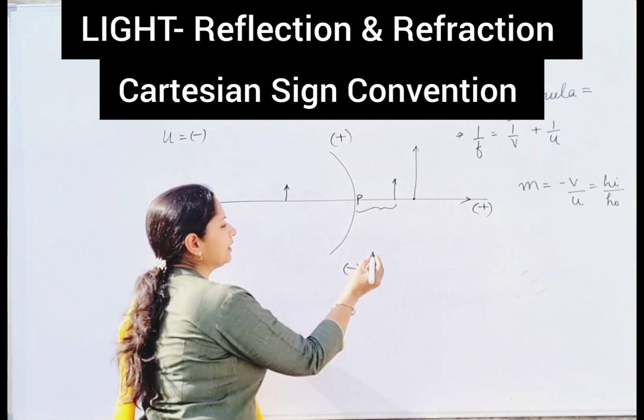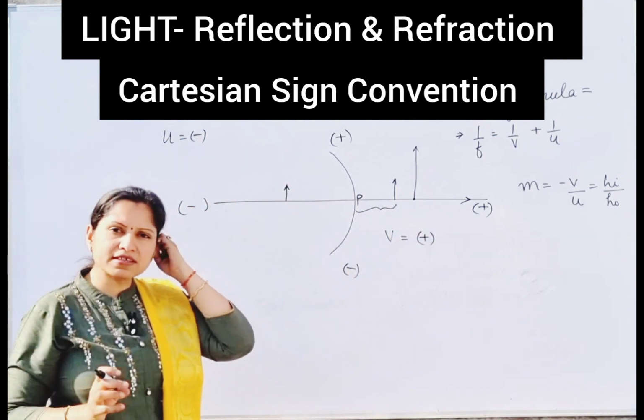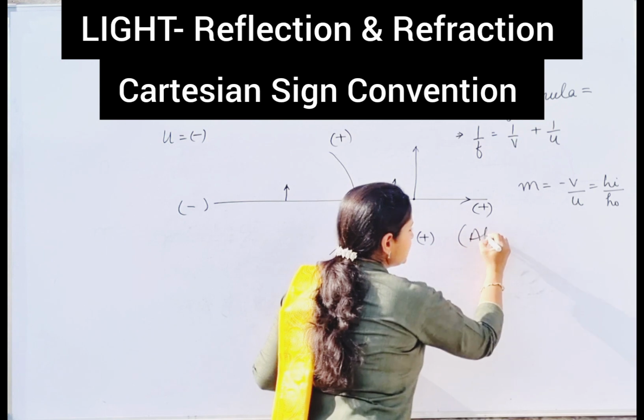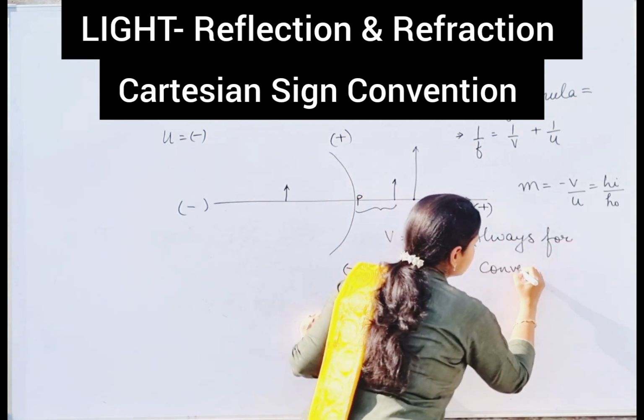तो इमेज डिस्टेंस क्या लेंगे? पॉजिटिव. इमेज डिस्टेंस क्या लेंगे? पॉजिटिव. इमेज डिस्टेंस पॉजिटिव मिरर्स की कंडीशन में कब आएगा? Always. फॉर विच मिरर? कॉन्वेक्स मिरर.